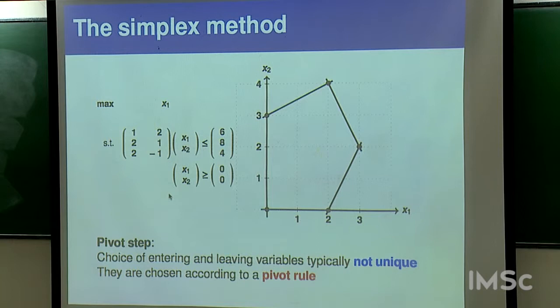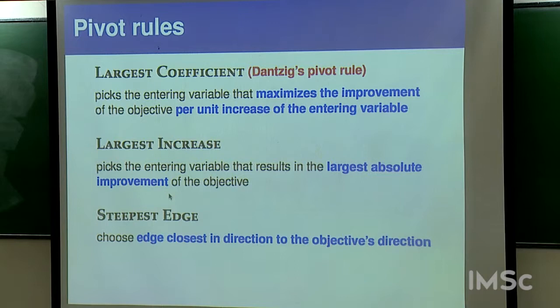Here are three pivot rules. We're going to be focusing on one of them, but just to give you a broader picture. Largest coefficient essentially says, remember, we're always picking a variable to enter the basis so that we improve the objective function. Largest coefficient says pick an entering variable that maximizes the improvement per unit increase of the entering variable. If that doesn't quite make sense, don't worry. This is the pivot rule we're going to concentrate on for the whole talk, so we'll be going into more detail on that.